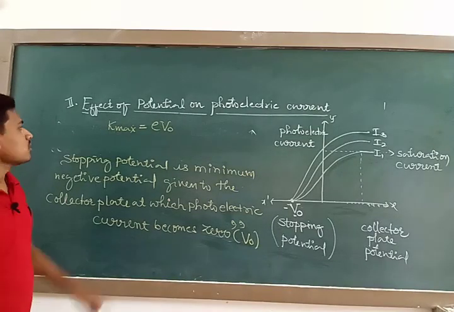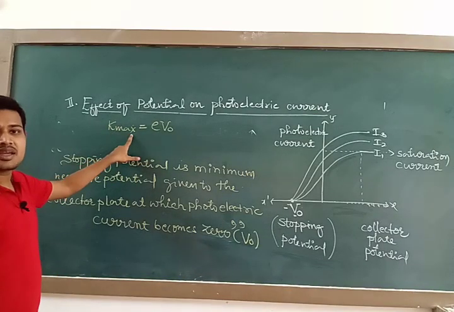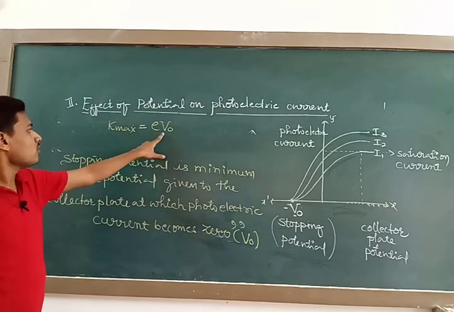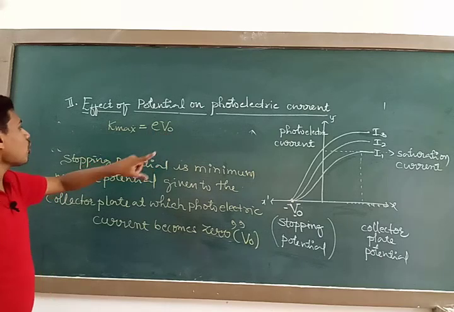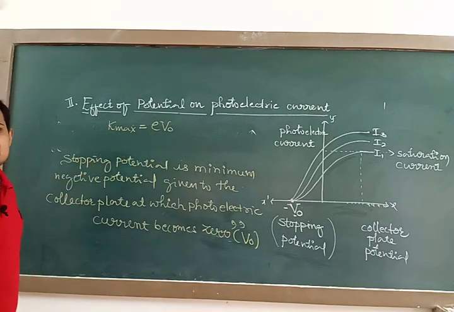Associated with the electrons. So therefore, that maximum kinetic energy associated with the electron at a particular potential V0 is given by e into V0. That is e into V0. That is K max.